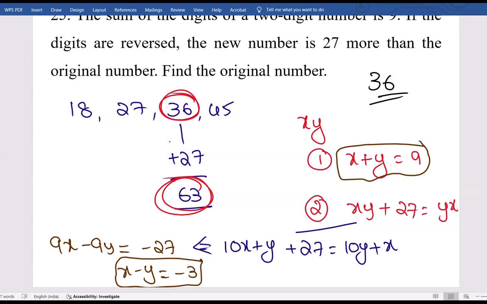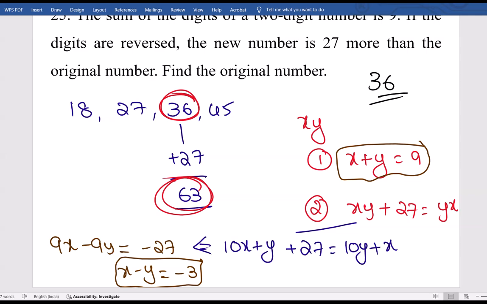This is one equation, x plus y equal to 9. Other equation, x minus y equal to minus 3. Using those two equations, x value 3, y value 6 will be obtained. So 36. That is the original method, but verification is easy instead. Adding 27, it should be the reverse.